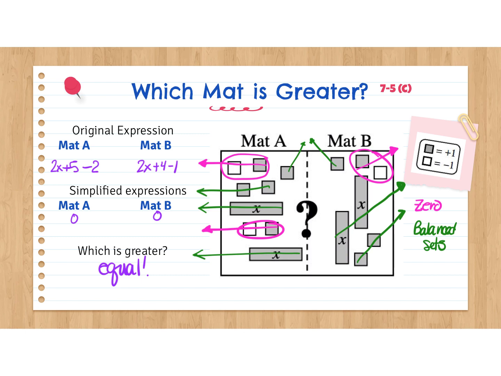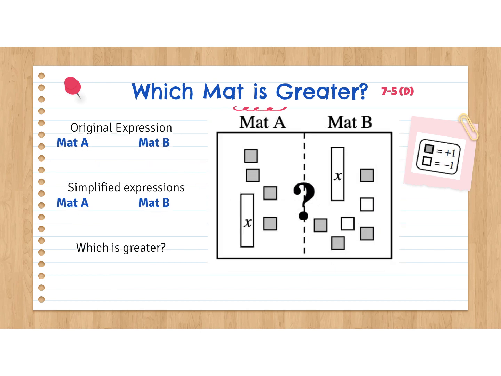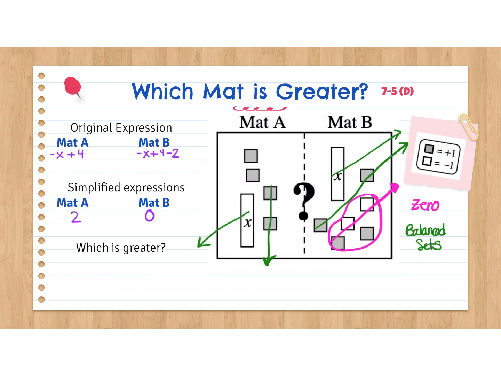All right, how did you do on this one? It had a little trick. So you end up with 2x plus 5 minus 2 on mat A, 2x plus 4 minus 1 on mat B. When you do your 0 sets and your balance sets, you end up with nothing left on each side. So mat A has 0 and mat B has 0, so that means that the mats are in fact equal. Okay, let's try it again. Come back when you're done. All right, did you end up with 2 tiles on mat A and no tiles on mat B, making mat A greater? I hope so.